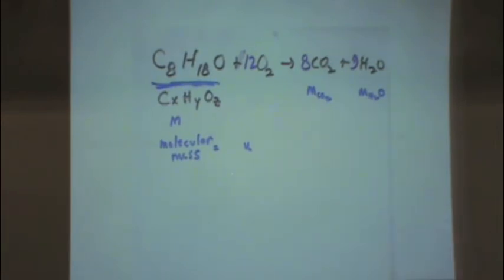So in this case, what's 8 times 12? It's 96. What's 96 plus 18? 114?